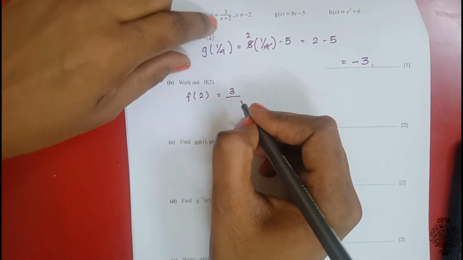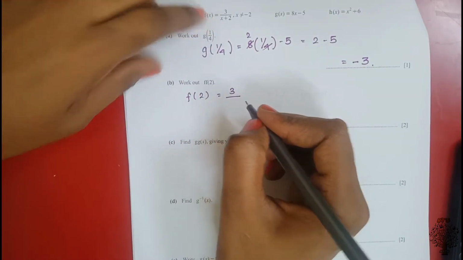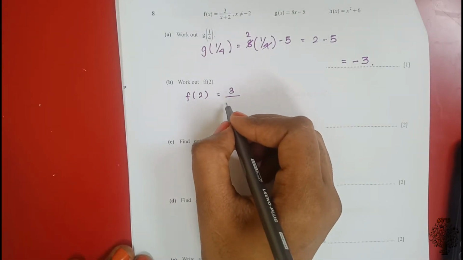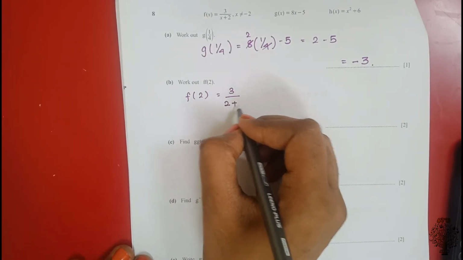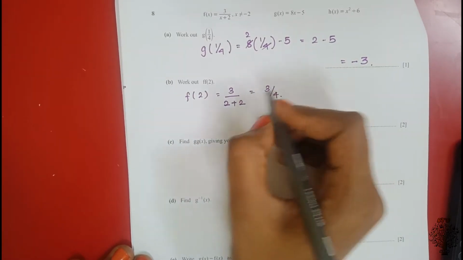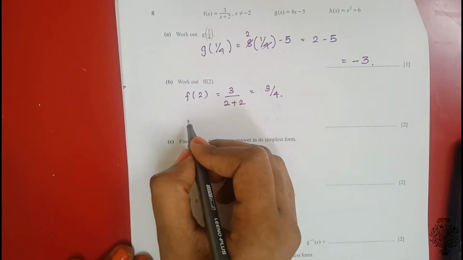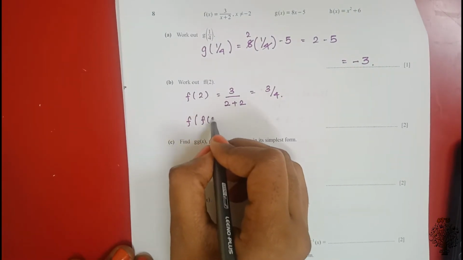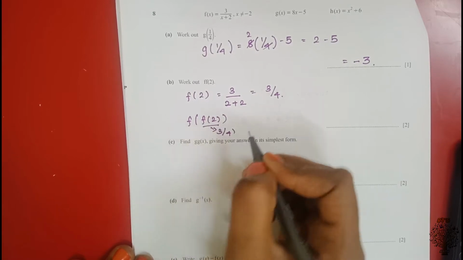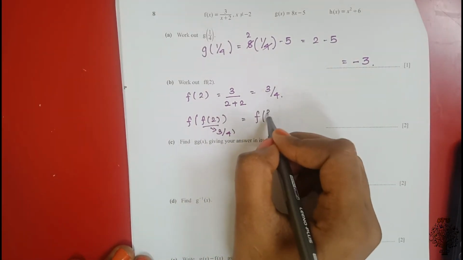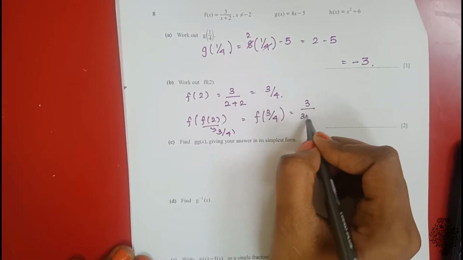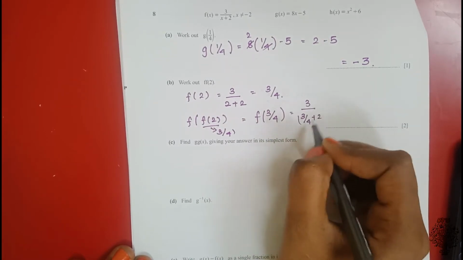3 divided by, in the place of x we will put 2. Okay, 3 divided by x, which is 2 plus 2, gives 3 by 4. Now this 3 by 4 will be your x. So f of 2 is 3 by 4. Now we find f of 3 by 4, that is 3 divided by 3 by 4 plus 2.